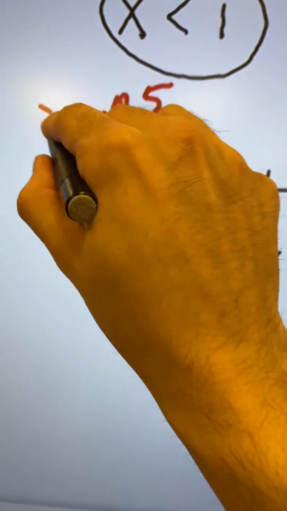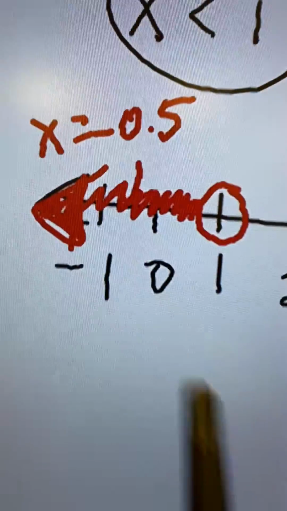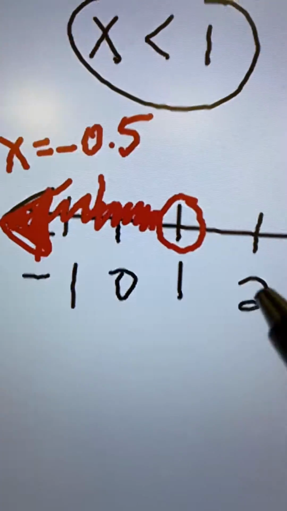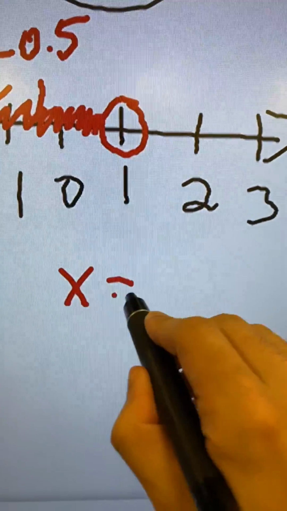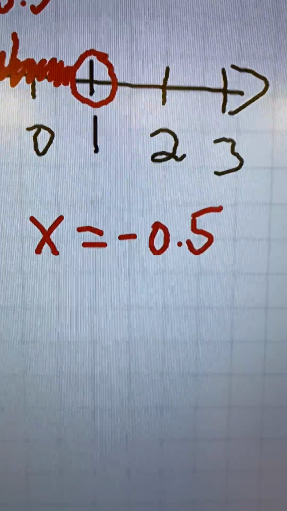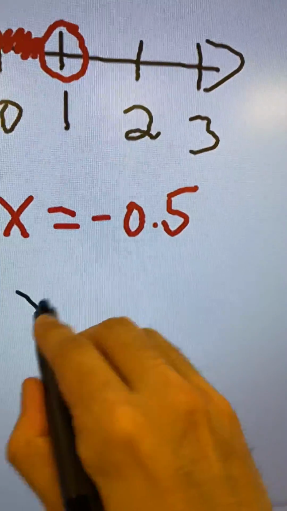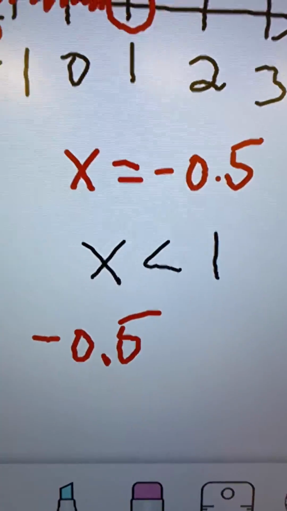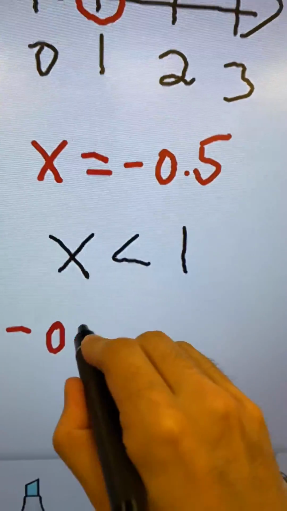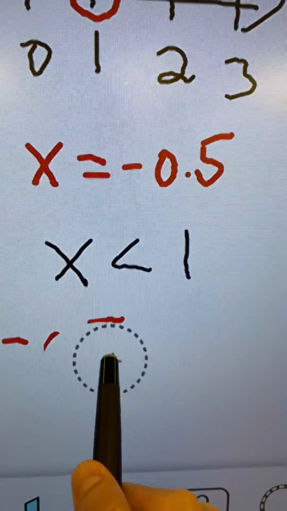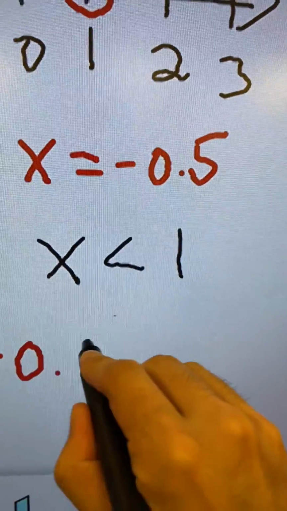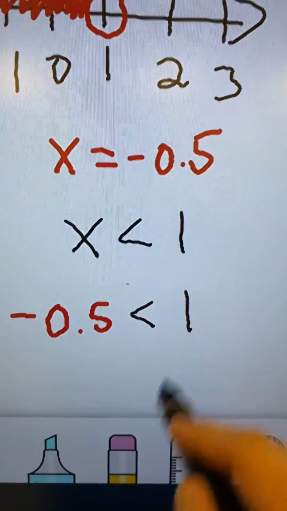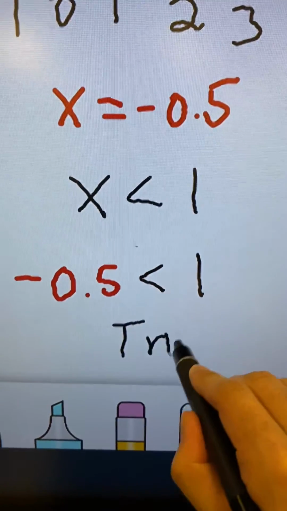And that represents my x. So let me check. When x equals negative 0.5, that's a solution. I'm going to substitute that into my inequality, which was x less than 1. So when I substitute negative 0.5 in place of x, let me just clean that up a little bit. Hold on. Negative 0.5 is less than 1. So you can see this is correct. It is true, and that's what is meant by the solution set.